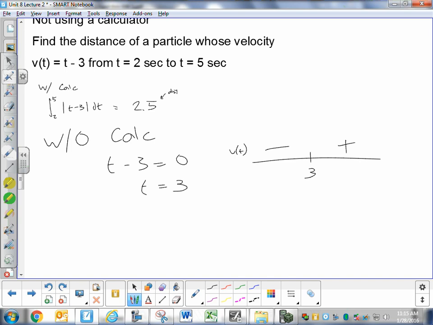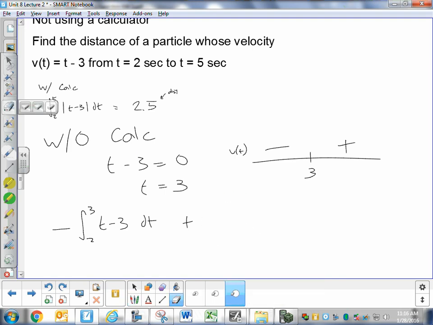Go ahead and write your integrals after that. Since my velocities are negatives, the area from 2 to 3 is going to be negative. I will have to subtract that area from 2 to 3. And then I know the area from 3 to 5 is going to be positive because my velocities are positive. I will add the area from 3 to 5.